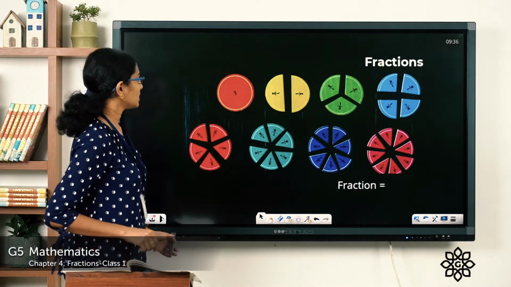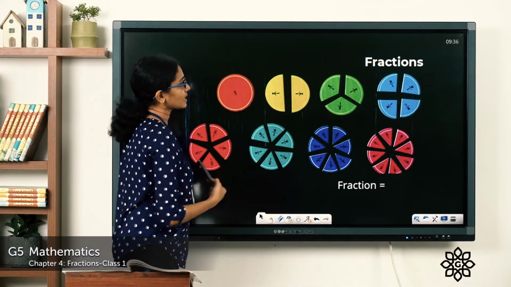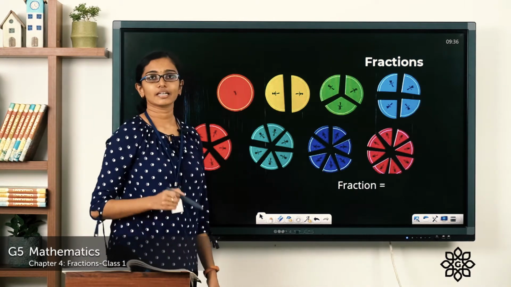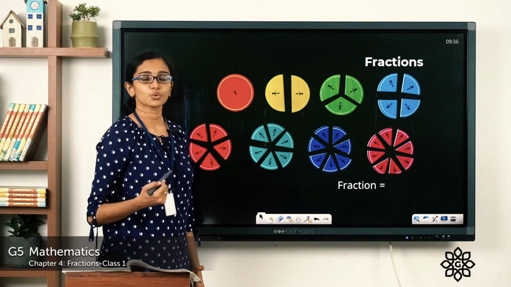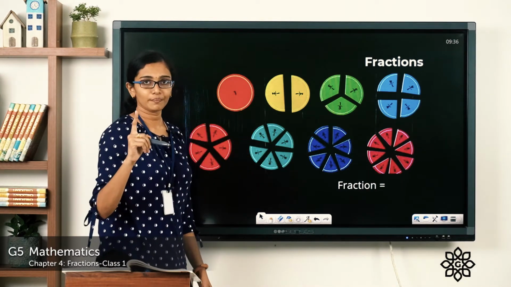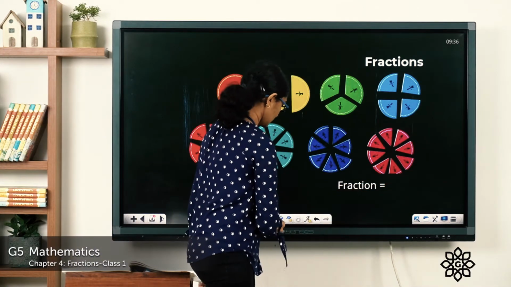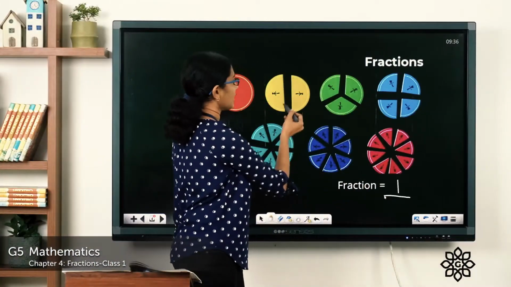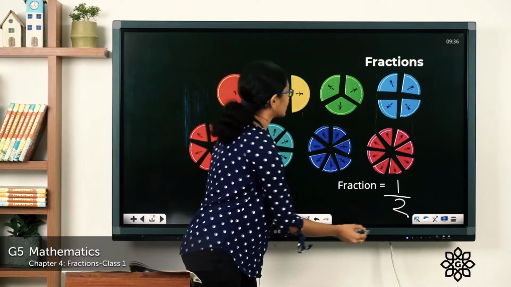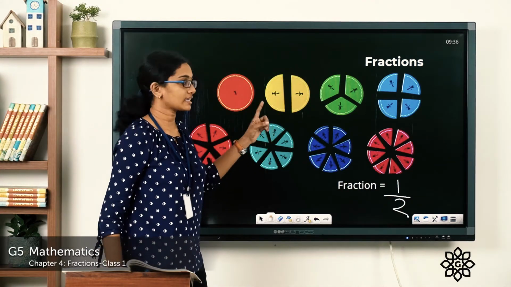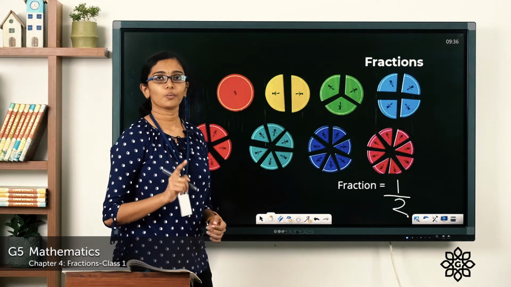Do you see the pictures here? The first one, you have one whole circle, and in the second picture you can see this circle is divided into two parts. So we have a total number of two parts, and if you take one part of it, how will we write the fraction? The part we are considering is 1 divided by the total number of parts. What is the total number of parts here? It's 2. So in this case, the fraction of each part is 1 by 2. This 1 by 2 is also called 1/2.